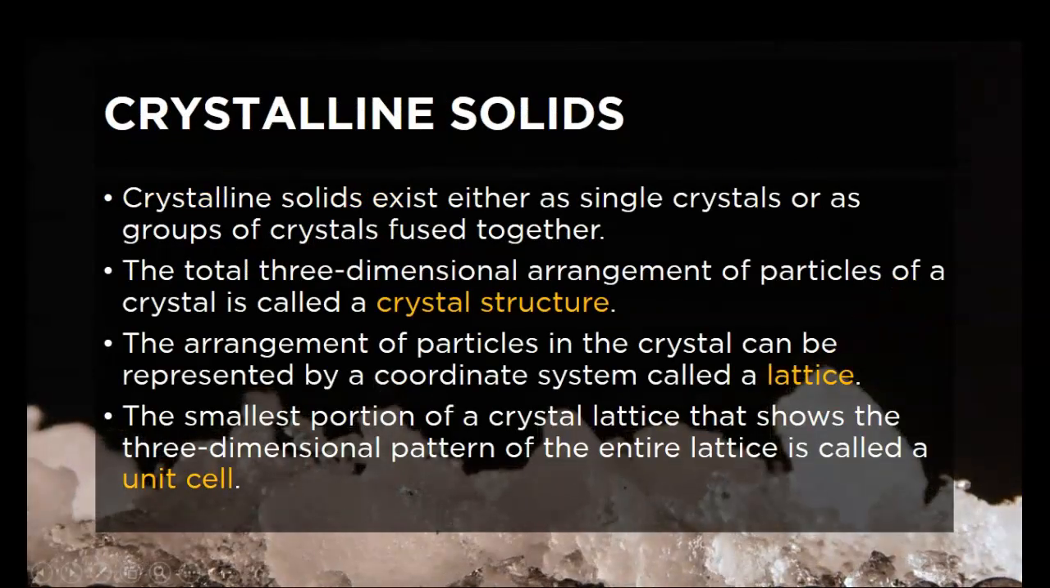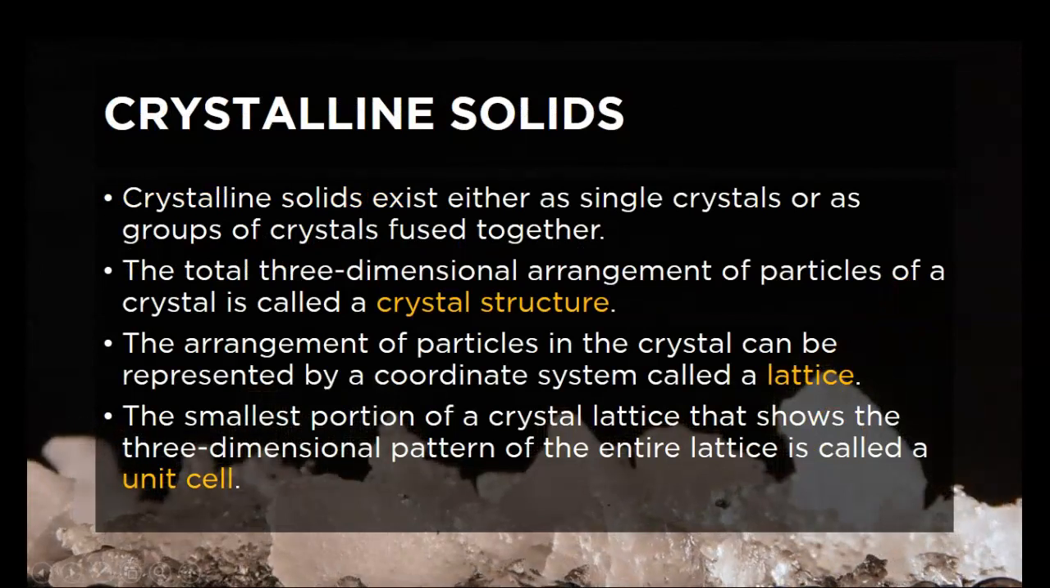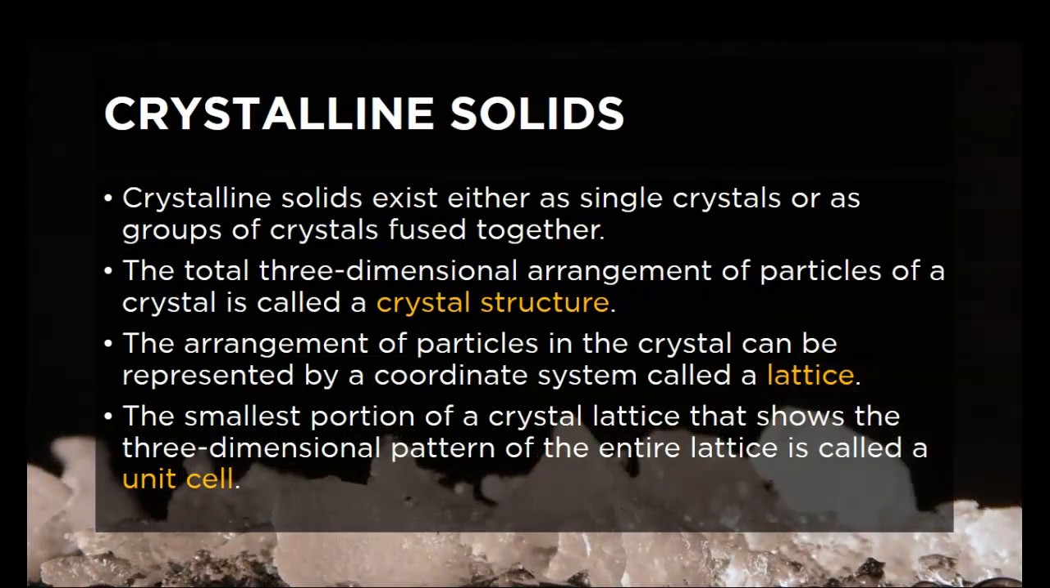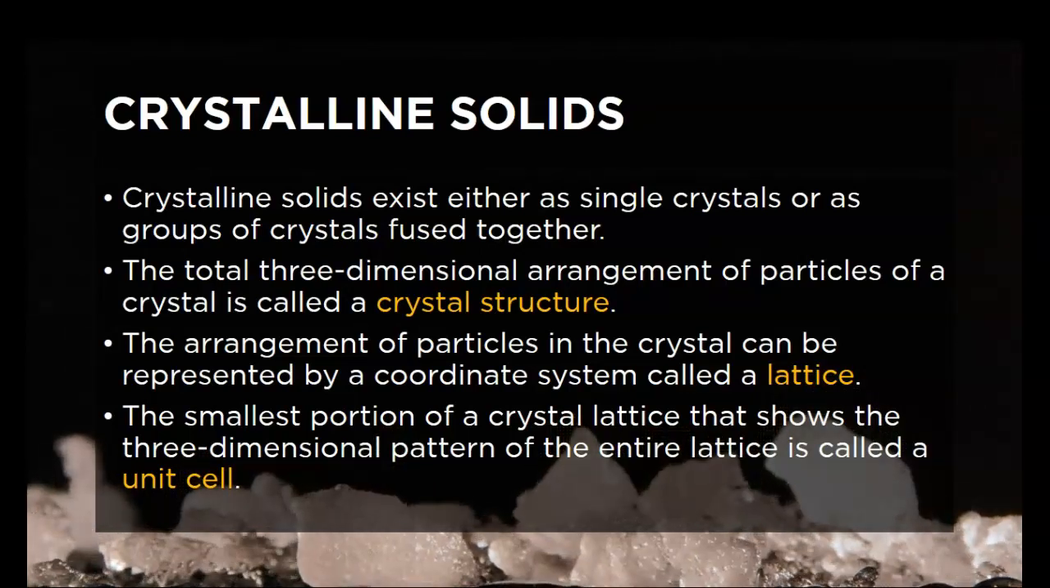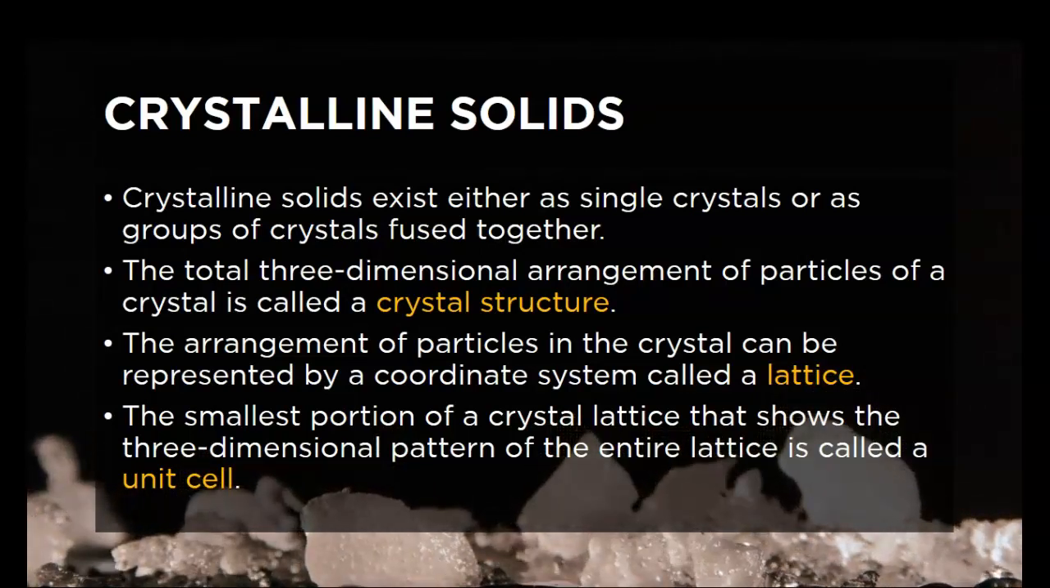So let's talk about the crystalline solids. Like I said, they're groups of crystals fused together in a 3D arrangement. We call that a crystal structure. And that arrangement can be represented by what's called a lattice. Different crystals have different lattices. And the individual part of a lattice would be the unit cell.